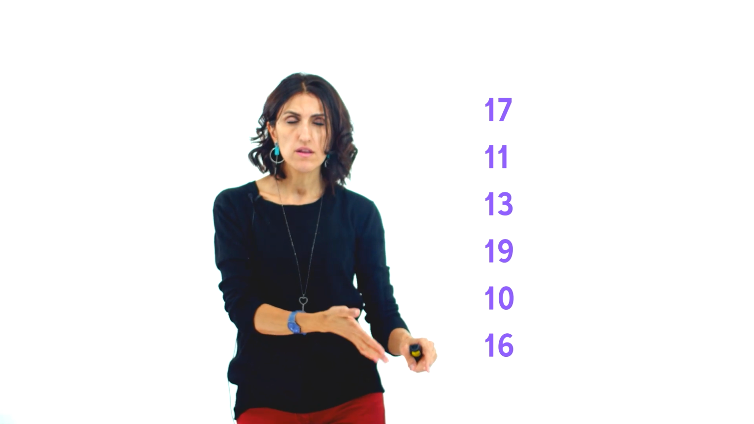17. What's this? Let's count till 9. 1, 2, 3, 4, 5, 6, 7, 8, 9. 10, and this is 16. So we say on. Now, how to say 6? 1, 2, 3, 4, 5, 6.